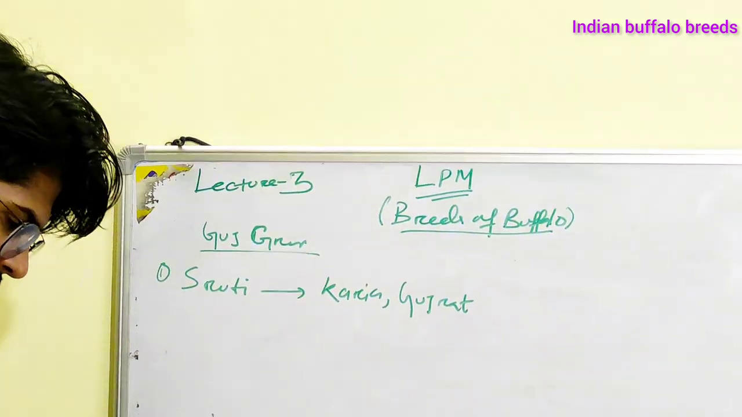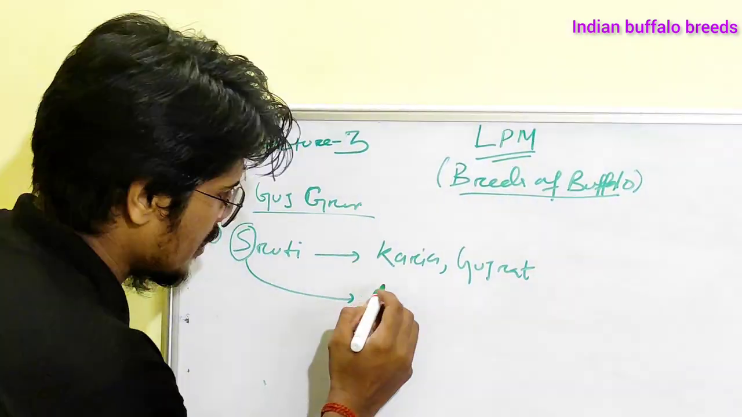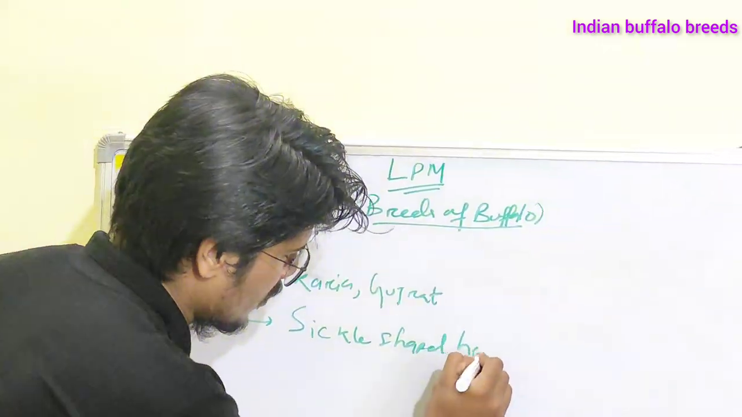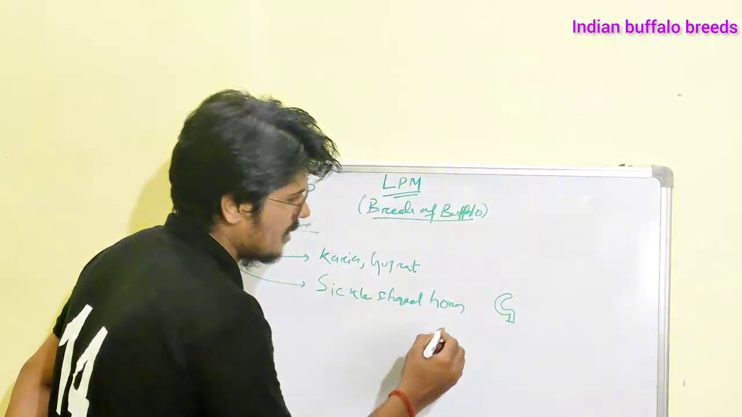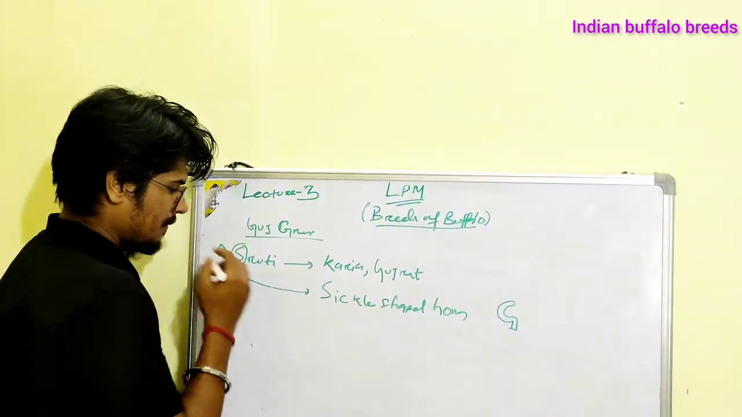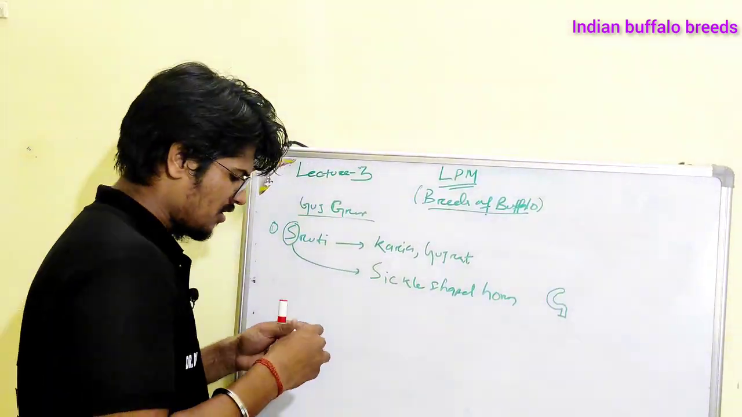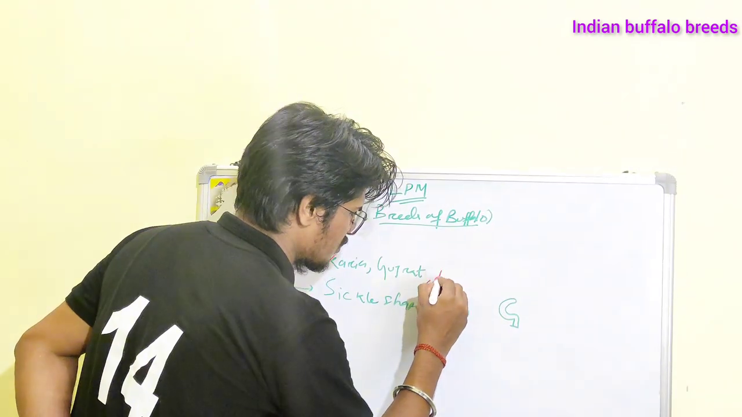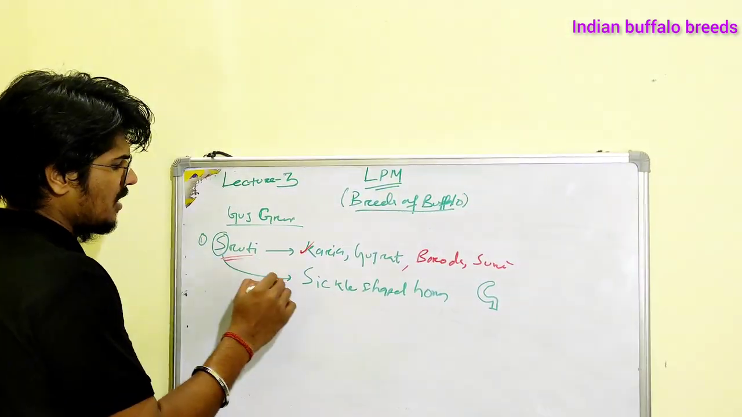The important characteristic of this buffalo is S, S means sickle shaped horn. A sickle looks like this, used for cutting the grass or harvesting the rice or wheat. The important characteristic of Surti is the sickle shaped horn. It belongs to the Kaira, Gujarat and Baroda regions, Baroda, Surat, like this. The important question from Surti is that sickle shaped horn.